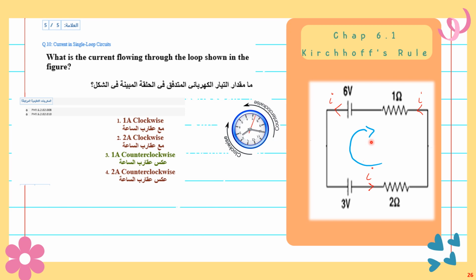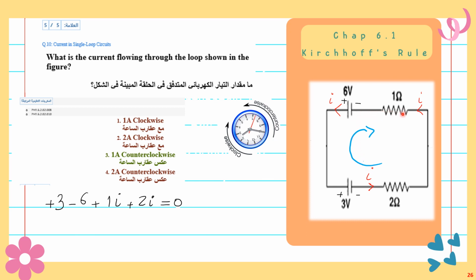So let's solve this. Let's turn this circuit into an equation: plus 3 minus 6 plus 1i plus 2i equals 0. Why is it plus 3? The loop is going this way, and this is the battery. The loop is leaving the battery from the positive side, so it's plus 3. Here the loop continues to the other battery, leaving from the negative side, so it's minus 6.